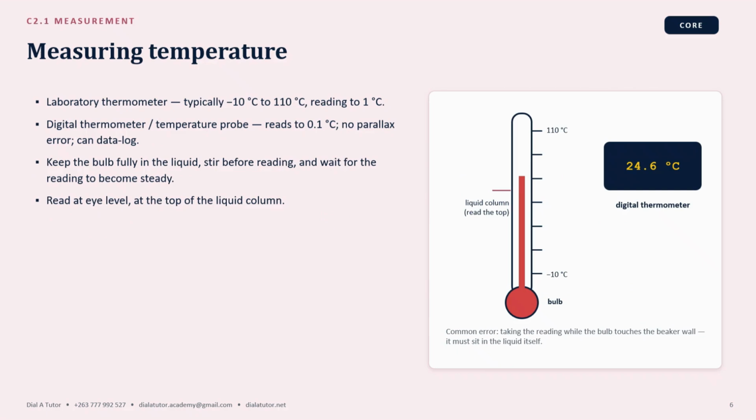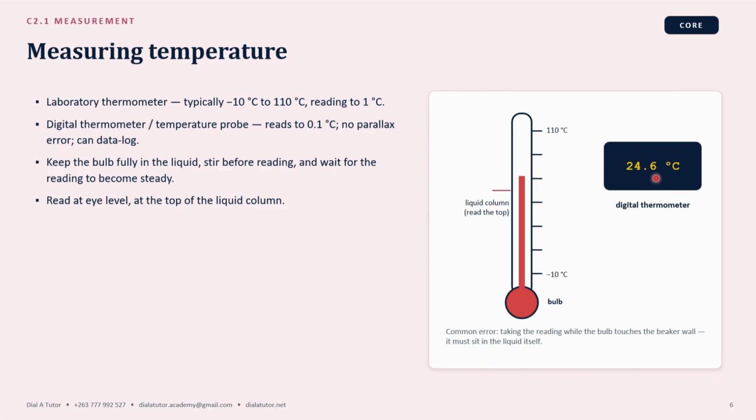Now, we are here on temperature. Before I get into it, for temperature, the laboratory thermometer reads to 1 degree, and the digital probe to 1/10 of a degree, which is more accurate. Perhaps we may have this digital thermometer here, as you can see. This decimal place after the comma represents 1/10 of a unit, 1/10 of a degree.